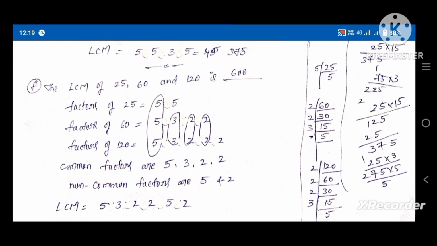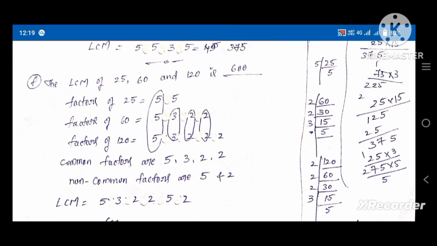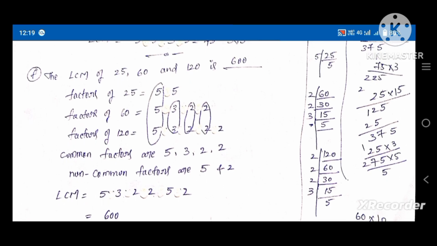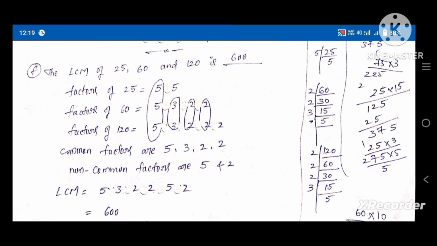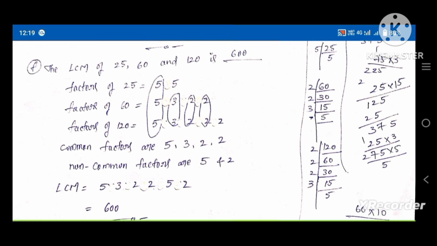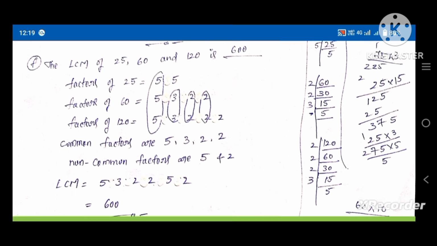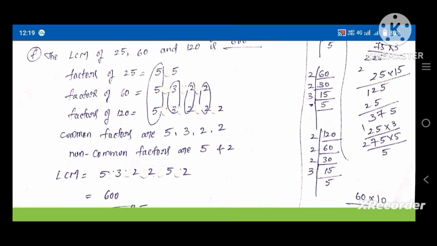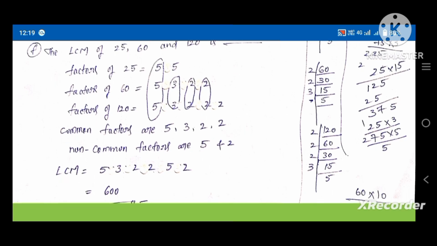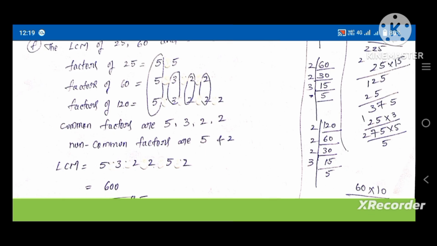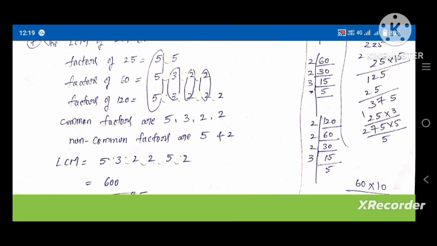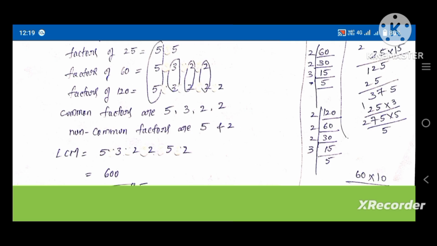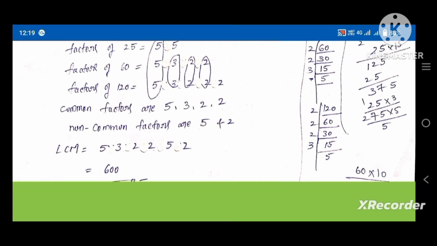F. The LCM of 5, 25, 60 and 120 is 600. Factors of 25 are 5, 5. Factors of 60 are 5, 3, 2, 2. Factors of 120 are 5, 3, 2, 2, 2. Common factors are 5, 3, 2, 2. Non-common factors are 5 and 2. LCM is 5 into 3 into 2 into 2 into 5 into 2, which is 600.